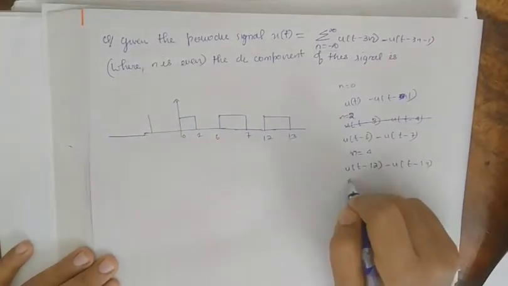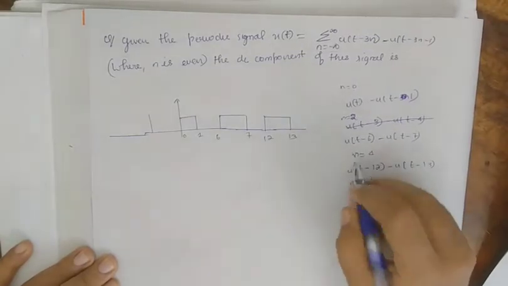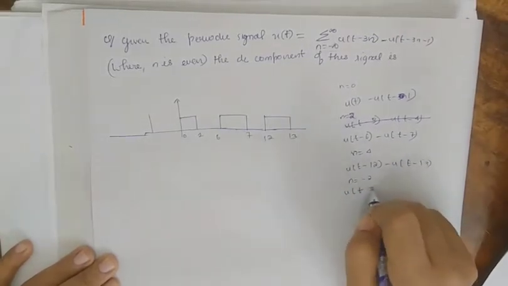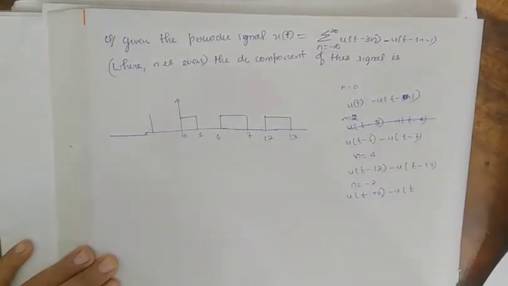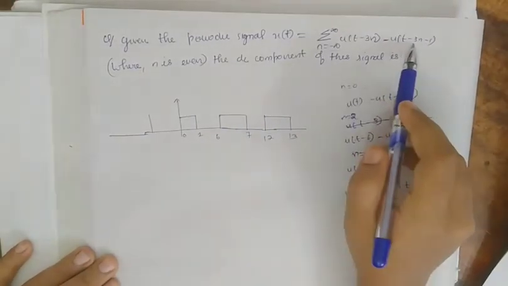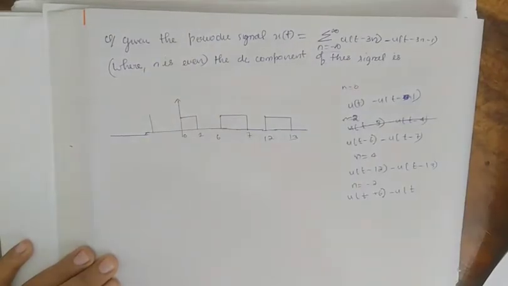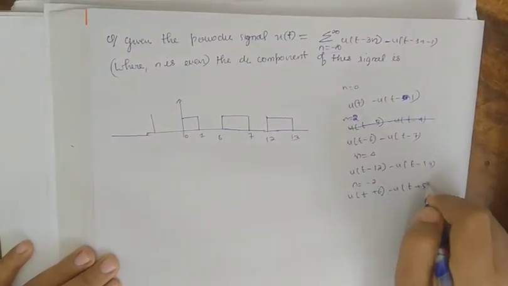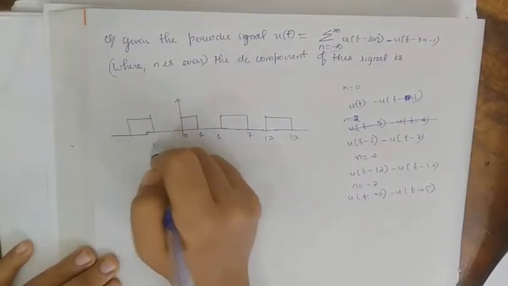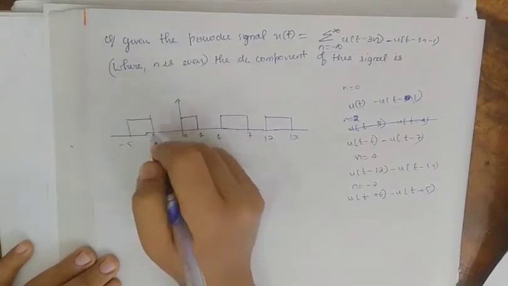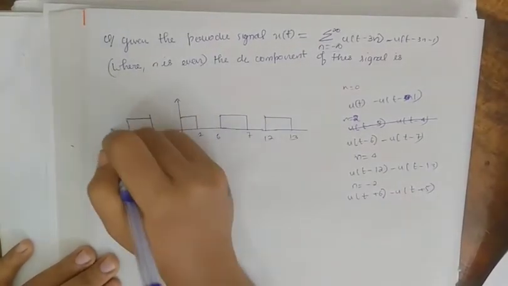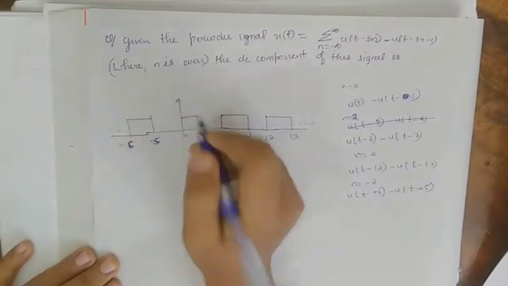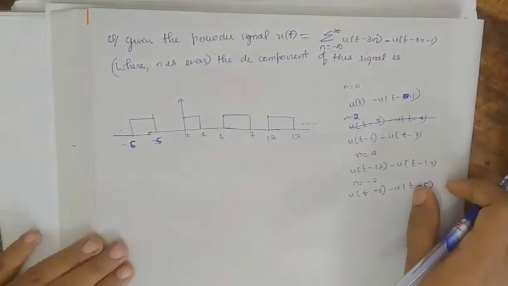And again in the opposite direction also we will have, when n is equal to minus 2, what will happen? U of t plus 6 minus u of t plus 5. So it will be like minus 6 to minus 5. So it will look like this. This will be the train, and it goes on and on and on. Okay, because it is a train.